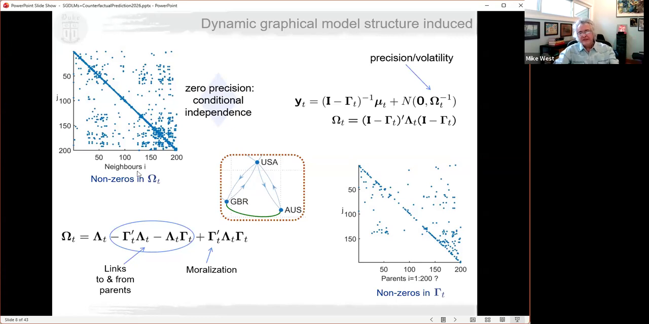Okay, so this is the structure really in a conditionally linear Gaussian SGDLM that helps us understand the graphical structure, how series are related both in terms of the crosstalk in their point predictions in the previous slide, and then their relationships in the residual through the precision.